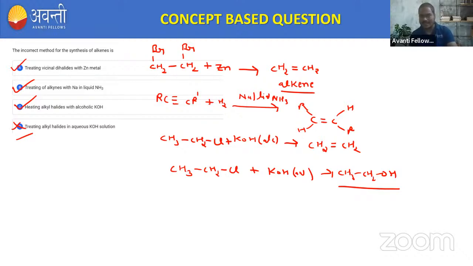Because when you treat vicinal dihalide with zinc metal, you get alkene. When you treat alkyne with sodium in liquid ammonia, you'll get trans alkene. When you treat alkyl halide with alcoholic KOH, then also you'll get the alkene. So the only correct option is treating alkyl halide in aqueous KOH. So this is the correct option for this question. Right. I hope everyone has understood till here.